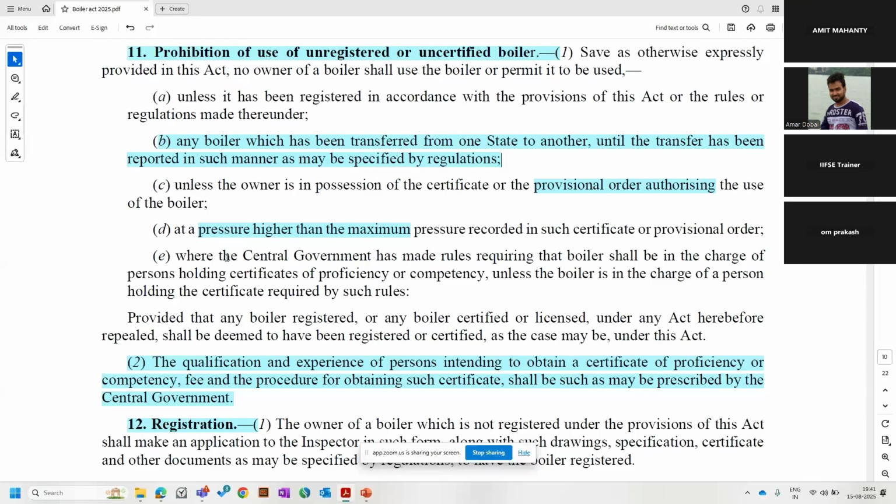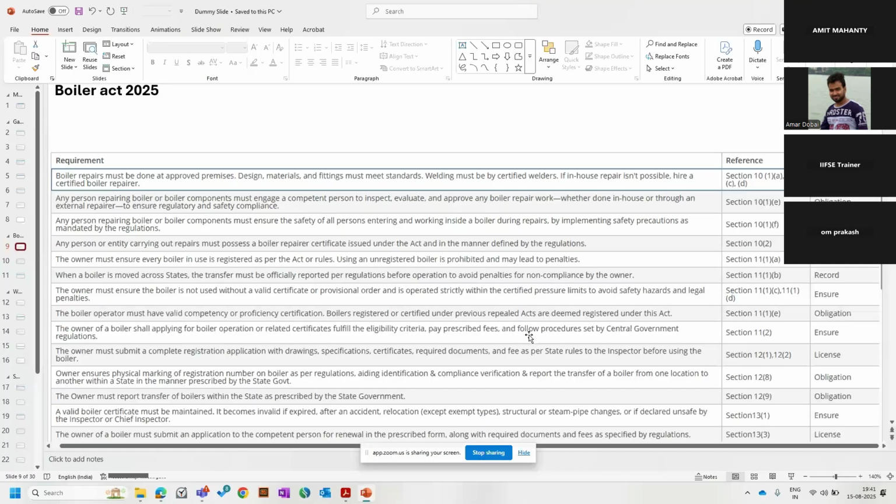Here, the central government has made these rules requiring the boiler shall be in charge of a person holding a certificate of proficiency or competency. It means the operators of the boiler should have a valid certificate. So, class A boiler operator or class B boiler operator. Okay, only those people have to operate the boiler.